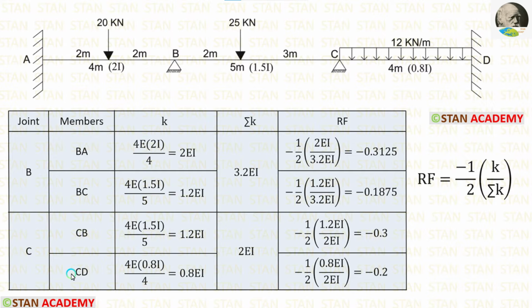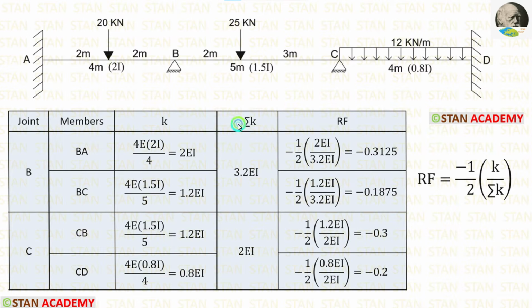Now, let us calculate the stiffness for CD. For that, from the joint C, we have to look at the point D. At the point D, we have a fixed support. If the far end is fixed, the formula for the stiffness is 4EI upon L. Here the moment of inertia is 0.8 I, length of CD is 4 meter. Finally, the stiffness for CD we are getting 0.8 EI.